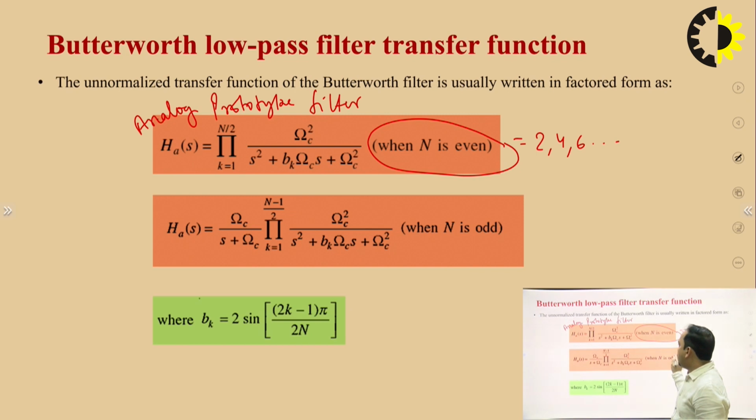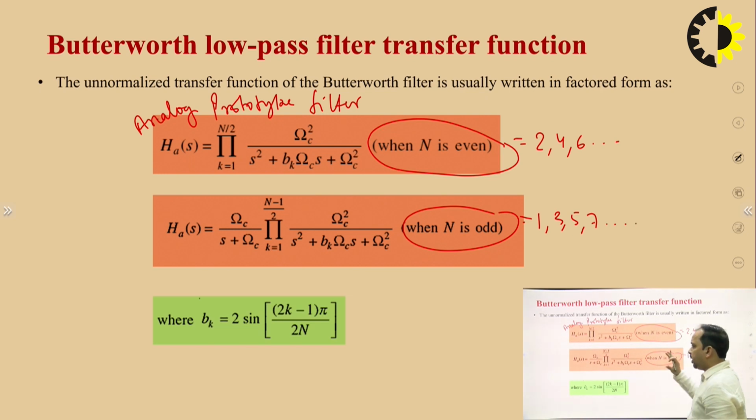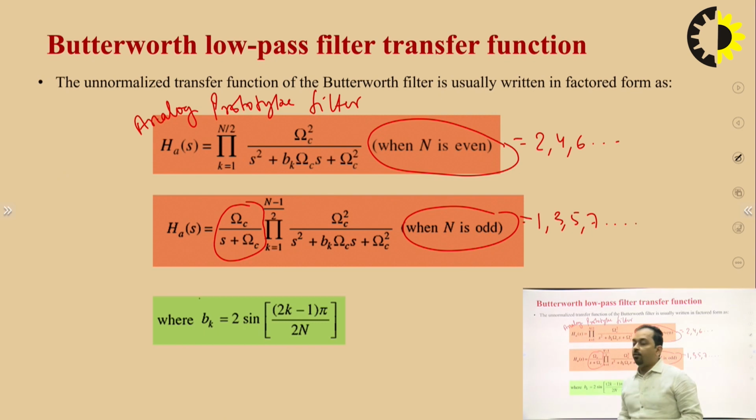Similarly, if n is odd, let's say if n is 1, 3, 5, 7 and so on, there is a bit of change. There is one factor, ohm c divided by s plus ohm c, outside, where bk can be calculated as 2 sine of (2k minus 1) pi divided by 2n. We can calculate the value of bk if we put in the values of k, as we can see from this product also.